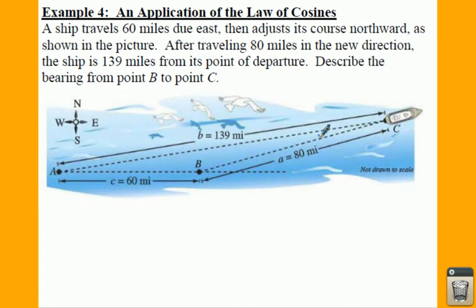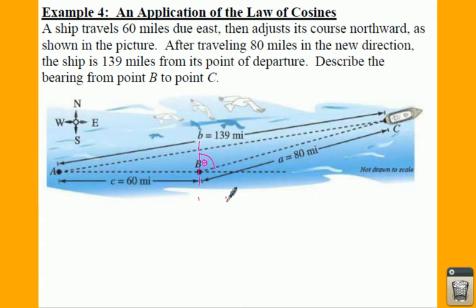North, as shown in the picture, and after traveling 80 miles, the ship is 139 miles total from its point of departure. We're going to figure out what our bearing is. Now remember, if you have a bearing, you measure your bearing from the vertical. So we are trying to find out what this angle is right here.